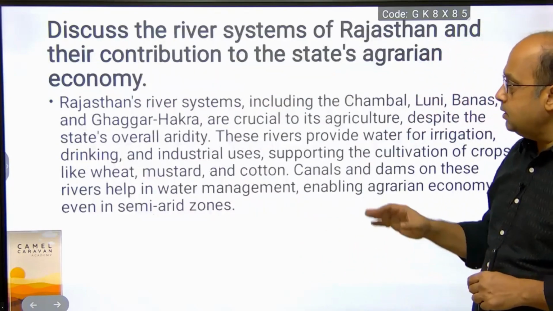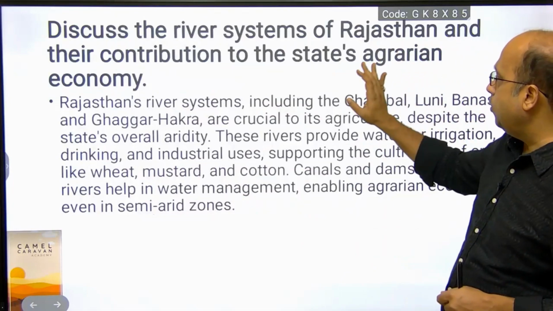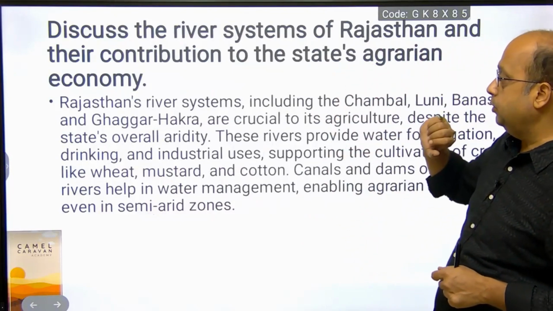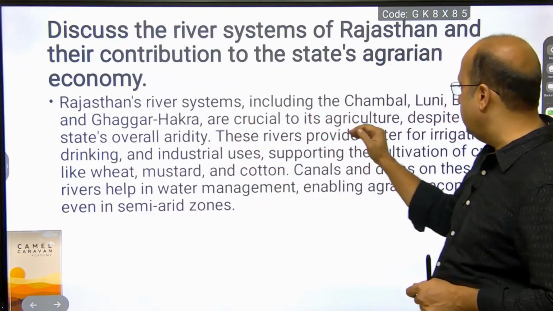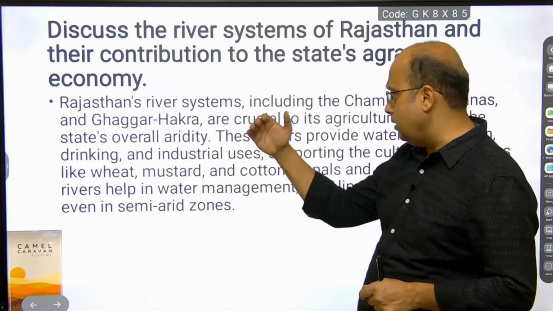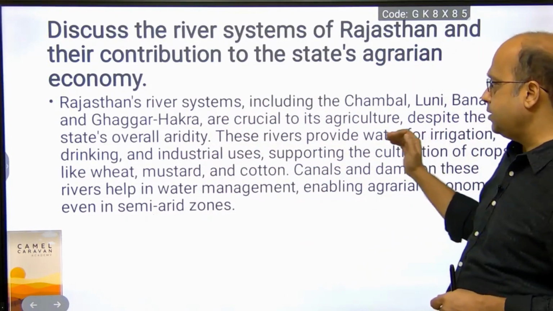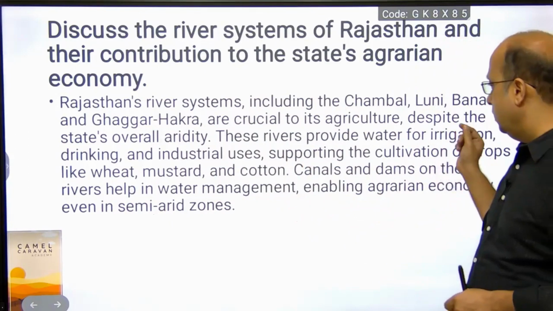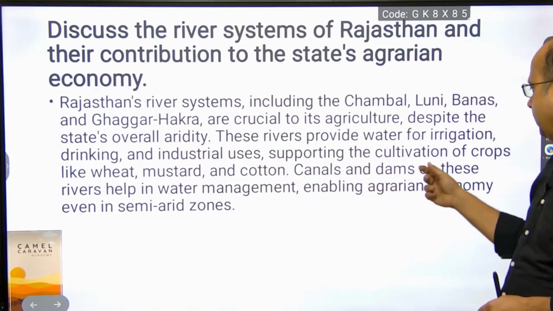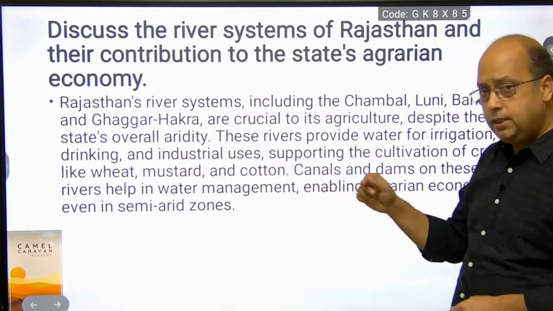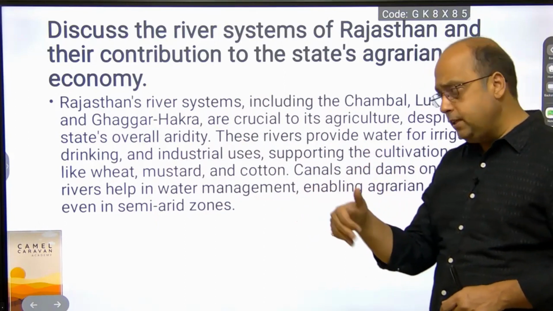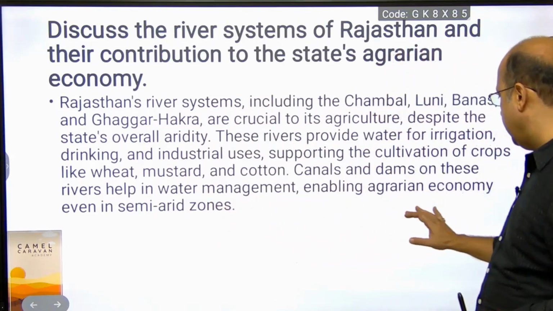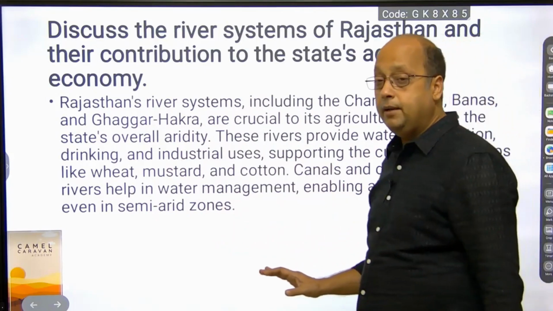The question says, discuss the river system of Rajasthan and their contribution to the state's agrarian economy. Discuss the river system. So let us see. Rajasthan's river system, including the Chambal, Luni, Banas, Ghaggar, Hakra, is crucial for its agriculture despite the state's overall aridity. These rivers provide water for irrigation, drinking and industrial uses, supporting the cultivation of crops, wheat, mustard, cotton. See, comma. With putting a comma, you can insert more words. Canals and dams on these rivers help in water management, enabling an agrarian economy even in the semi-arid zone.